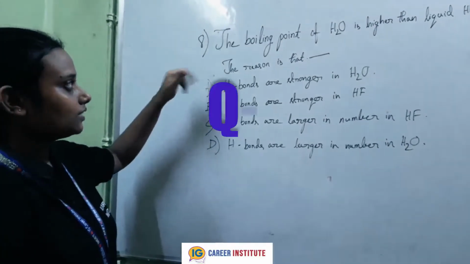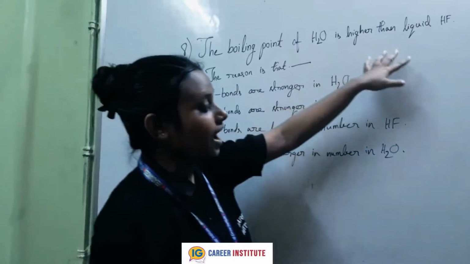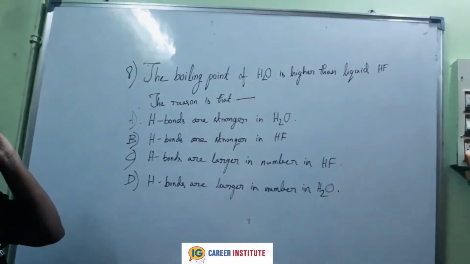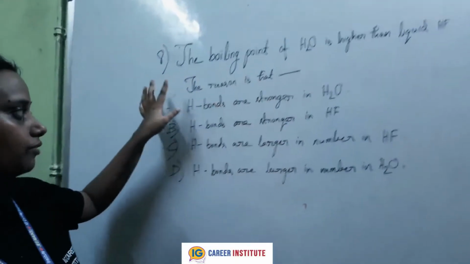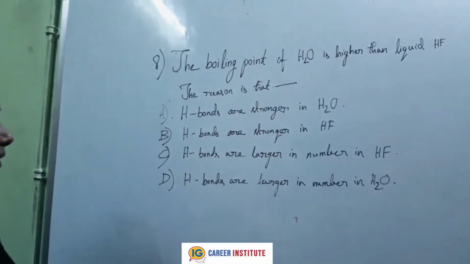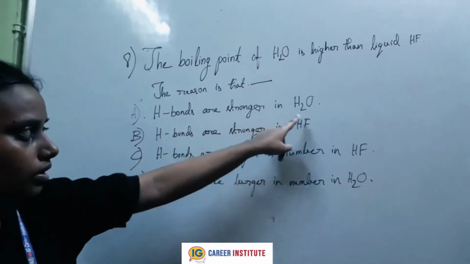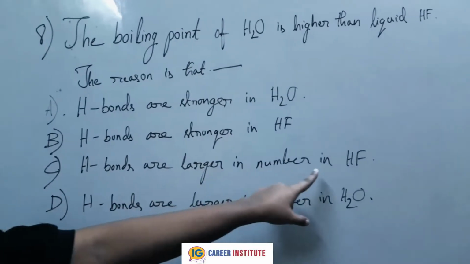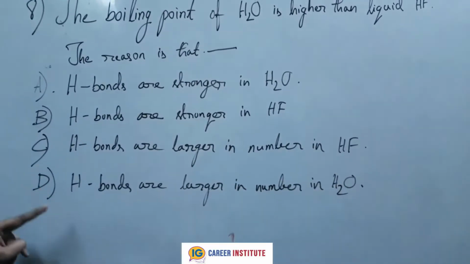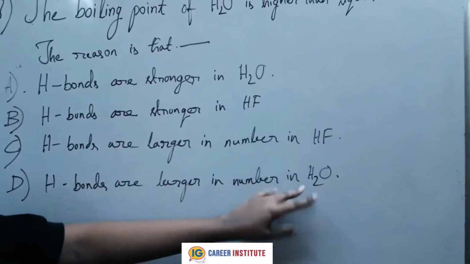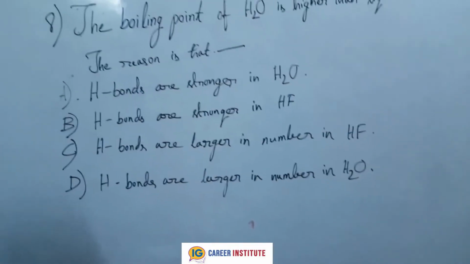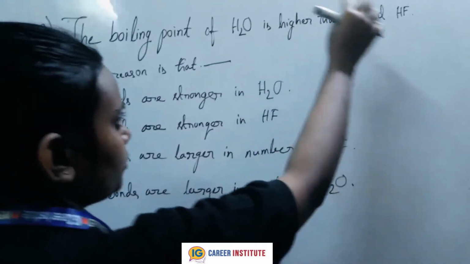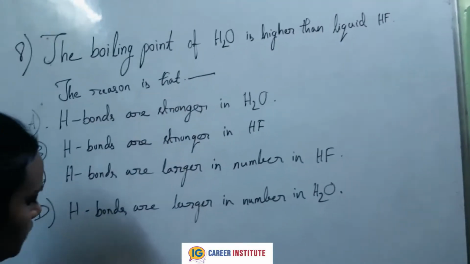Question 8 that is given to us is the boiling point of water is higher than liquid hydrogen fluoride, and we have to find out the reason behind this statement. The options are: hydrogen bonds are stronger in water, hydrogen bonds are stronger in HF, hydrogen bonds are larger in number in HF, and hydrogen bonds are larger in number in water. Now to answer this question we have to know how hydrogen bonding takes place in water and HF respectively.